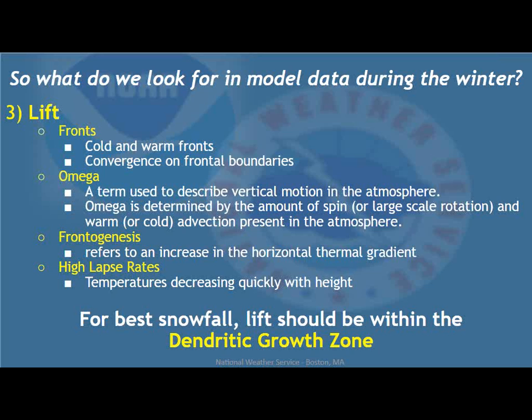The other thing is frontal genesis, and that refers to an increase in horizontal thermal gradient. Ideally you want to see a good bit of frontal genesis around 700 millibar to 850 millibar, that's around 5,000 feet above the surface. And last but not least, you want to see ideally high lapse rates, not necessarily at the lowest level of the atmosphere, but maybe between 2 to 6 kilometers. That's about 3,000 to 10,000 feet. But overall, for the best snowfall, you want the lift to be ideally within the dendritic growth zone.